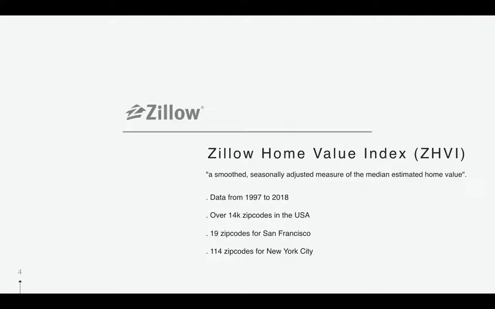Zillow makes available their Zillow Home Value Index, which is a monthly median estimated home value for zip codes across the United States. We have 19 zip codes for San Francisco and 114 zip codes for New York City. Our data ranges from 1997 to 2018.